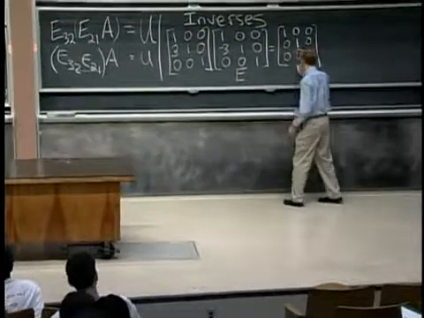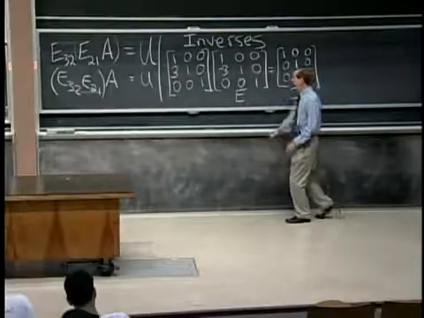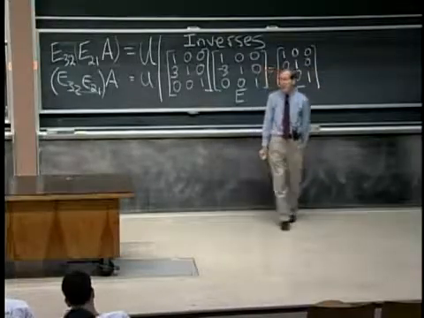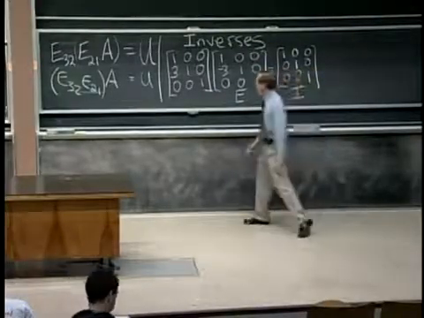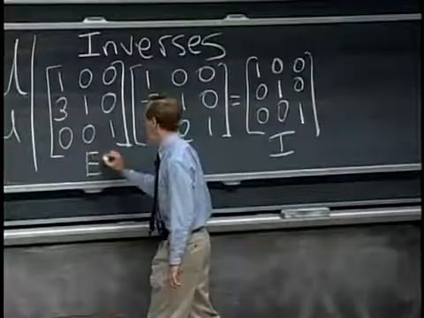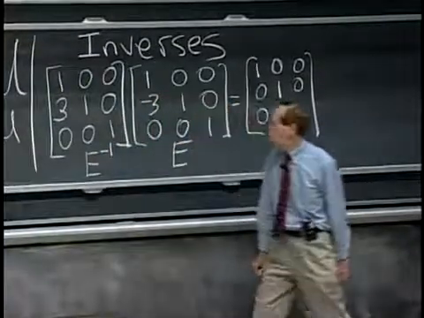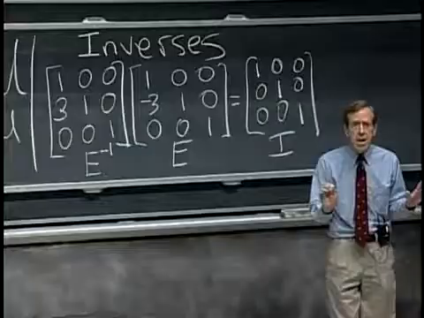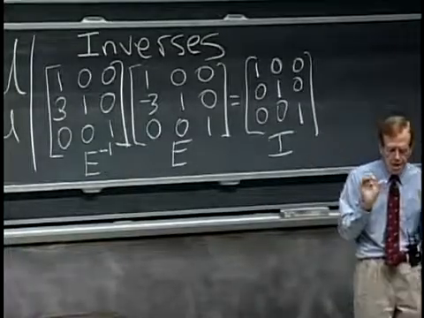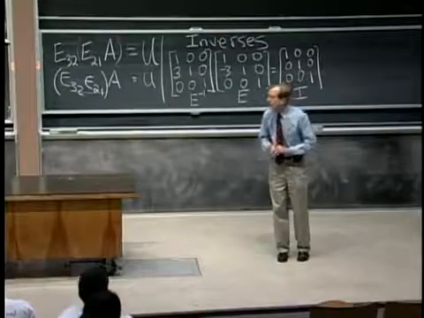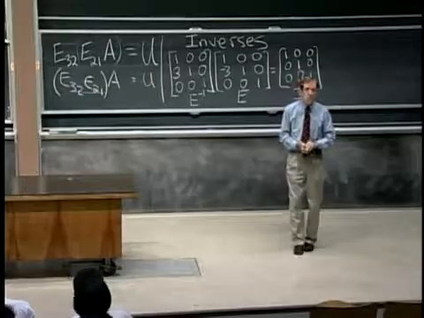Okay, so inverses are, and so if this matrix was E, and this matrix is I for identity, then what's the notation for this guy? E to the minus 1, E inverse. Okay, let's stop there for today. That's a little jump on what's coming on Monday. So, see you Monday.